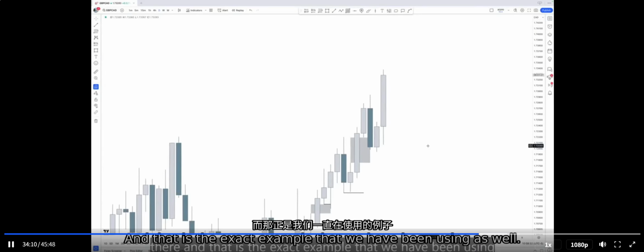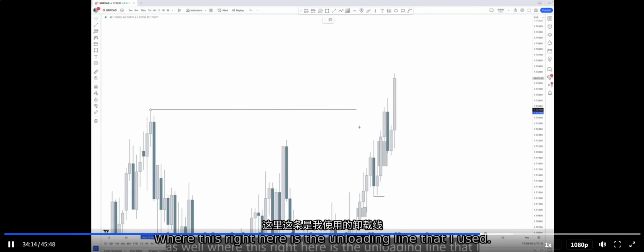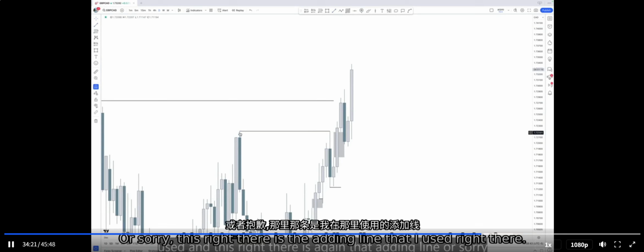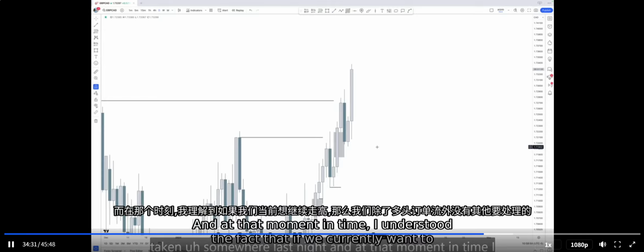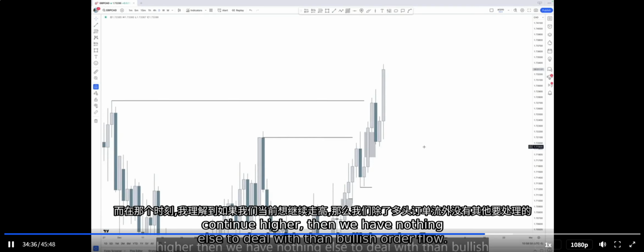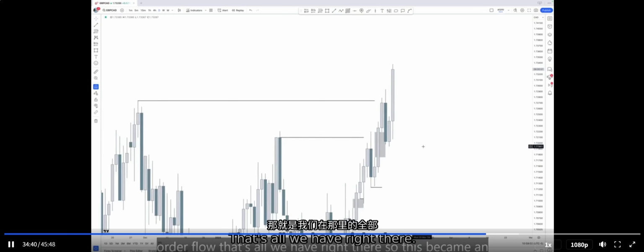And that is the exact example that we have been using as well, where this right here is the unloading line that I used. And this right there is the adding line that I used. That is the fair value area. Now, that screenshot was taken somewhere last night. And at that moment in time, I understood that if we want to continue higher, then we have nothing else to deal with than bullish order flow. That's all we have right there.